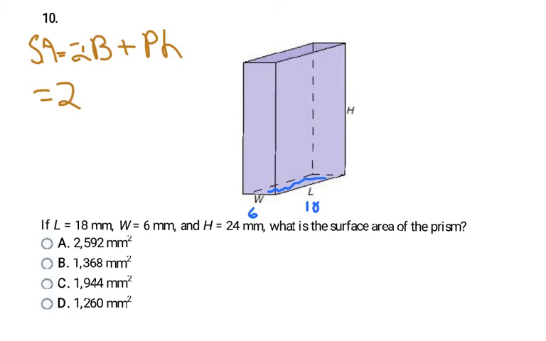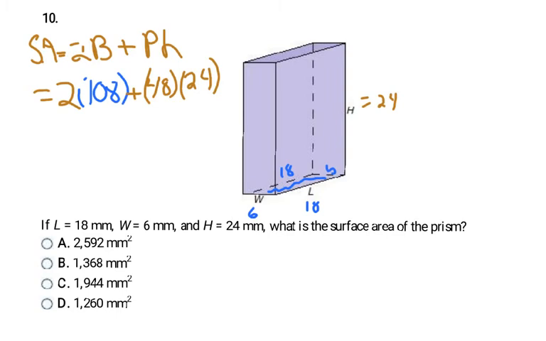which is 108. And then I'm going to add that to the perimeter of the base. So now I have another 6 and another 18. So I add 6 plus 6 plus 18 plus 18, and that's 48. And then the height of it all is 24. So that's times 24.